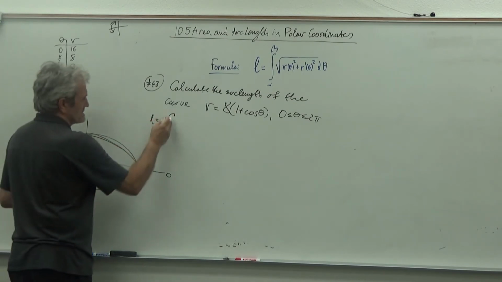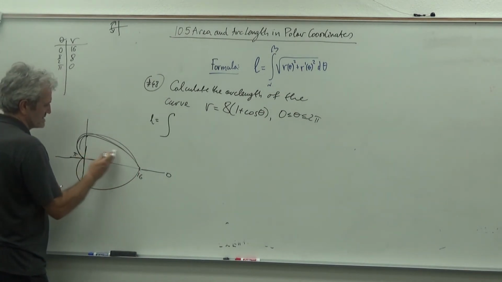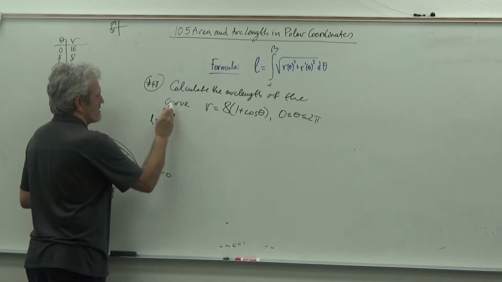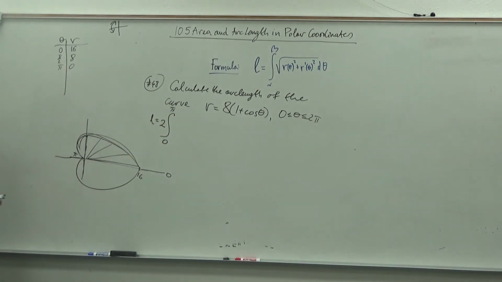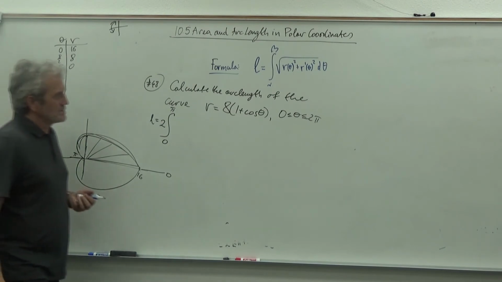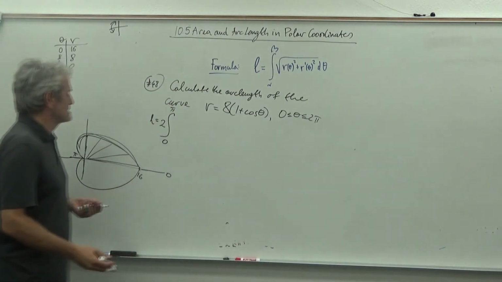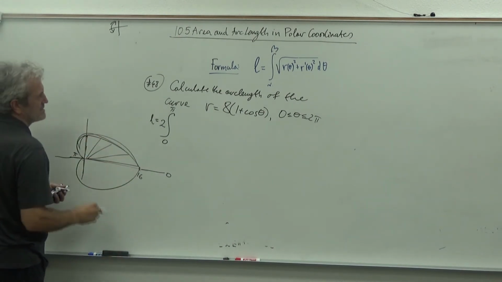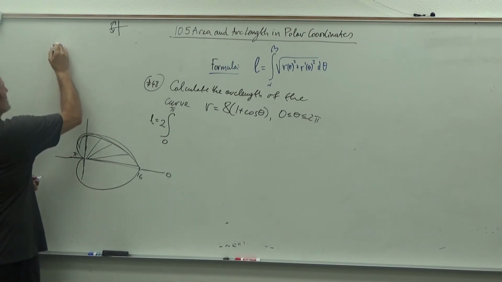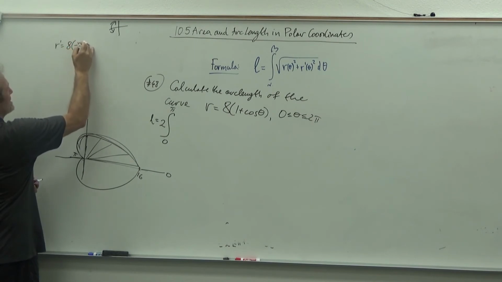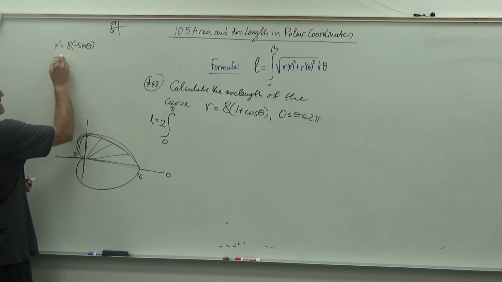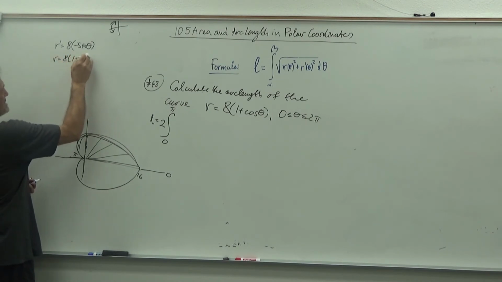So what are the limits? Obviously, we start from theta equals 0 all the way to theta equals pi. We double it so that we don't forget that. And that's it. Generally, it's a good idea to prepare your calculation, because I need r prime. So r prime is a times negative sine theta. And then R is a times 1 plus cosine theta.